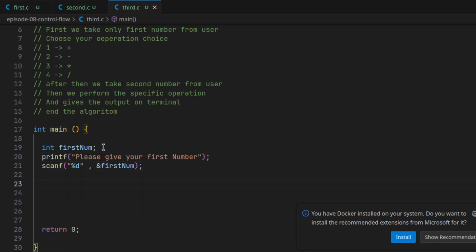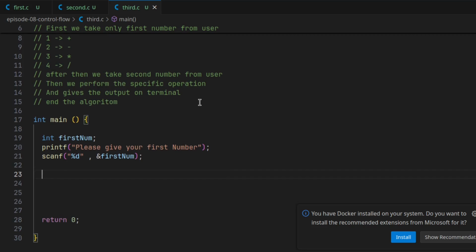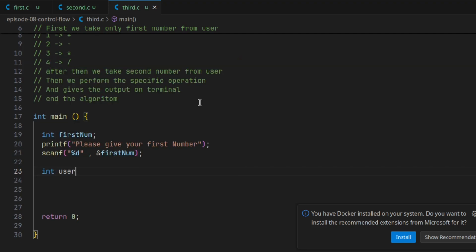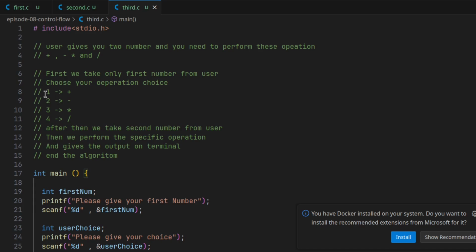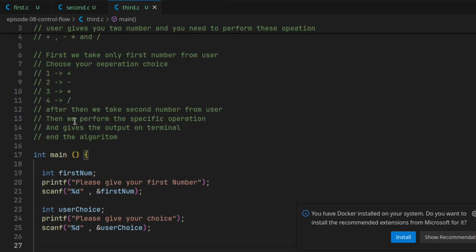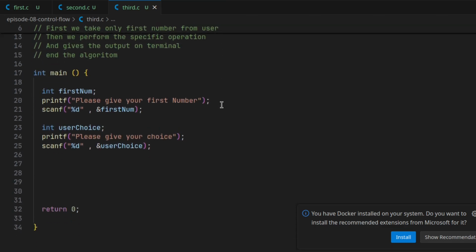Good. If user gives the first number, then what we do? We take the choice. Int user choice. Then we do the same thing. We say, please give your choice. And user choice. What happens? If user gives the 1, it means we need to perform operation of two numbers. After then we take the second input from the user.